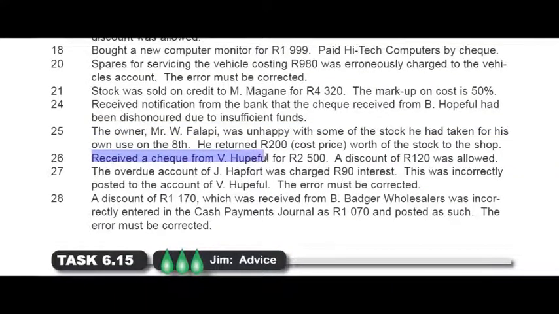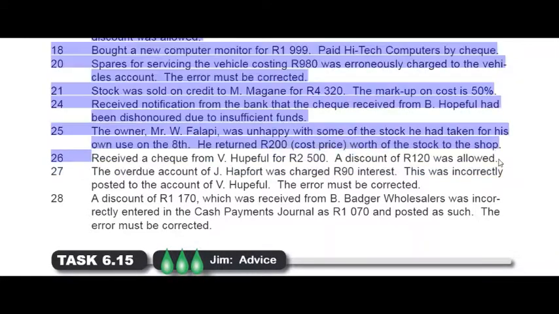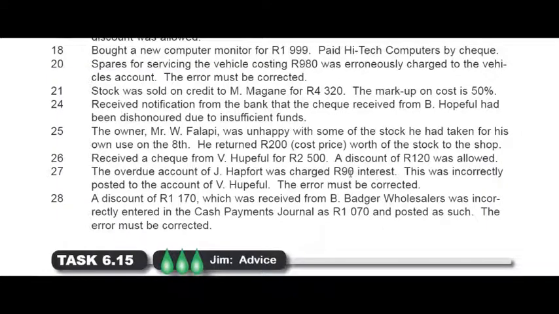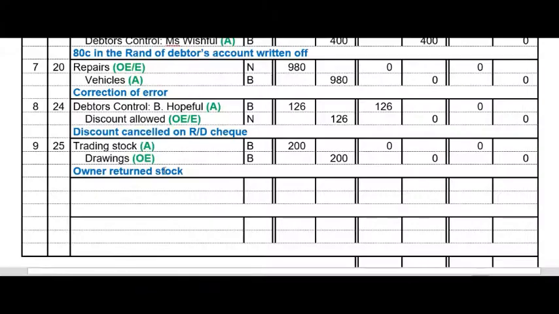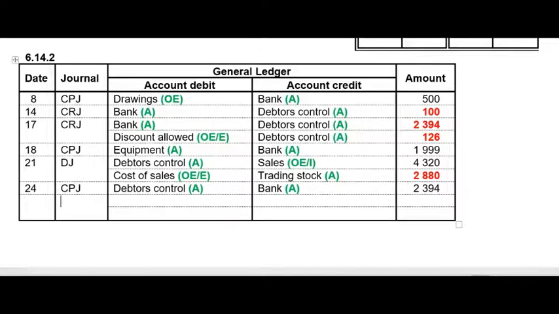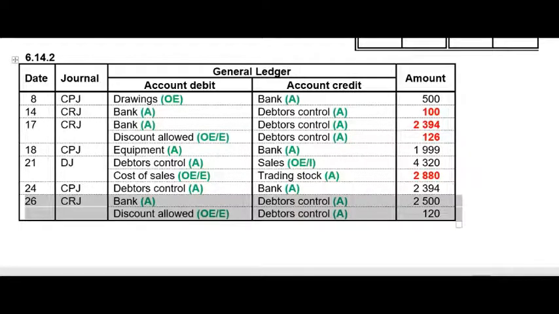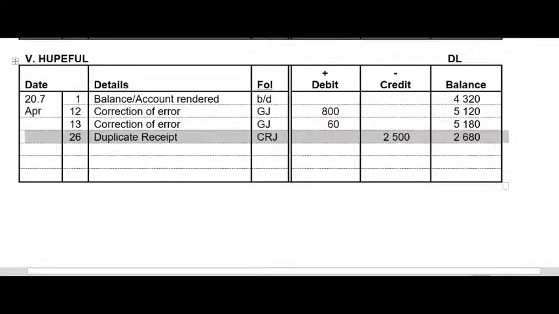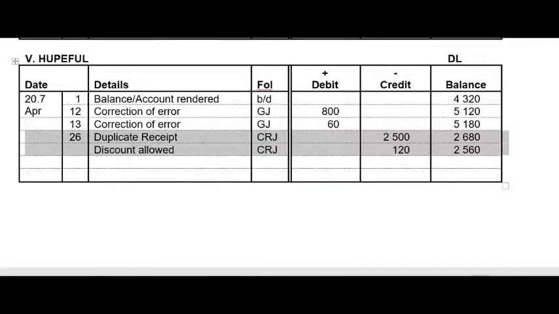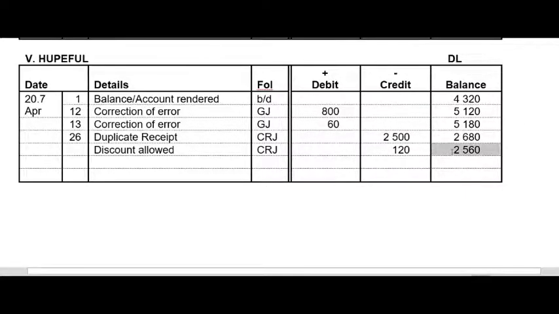The next transaction was on the 26th. Received a check from V Hopeful for 2,500 Rand. A discount of 120 Rand was allowed. Okay, so luckily for us, we don't have to do any calculations. This is just a normal CRJ transaction. So we would say on the 26th, we received 2,500 Rand from V Hopeful, and the discount that was allowed was 120 Rand. And if you look at the debtors ledger, we issued a duplicate receipt to V Hopeful with 2,500 Rand, and we allowed discount of 120 Rand, bringing his account to 2,560 Rand.